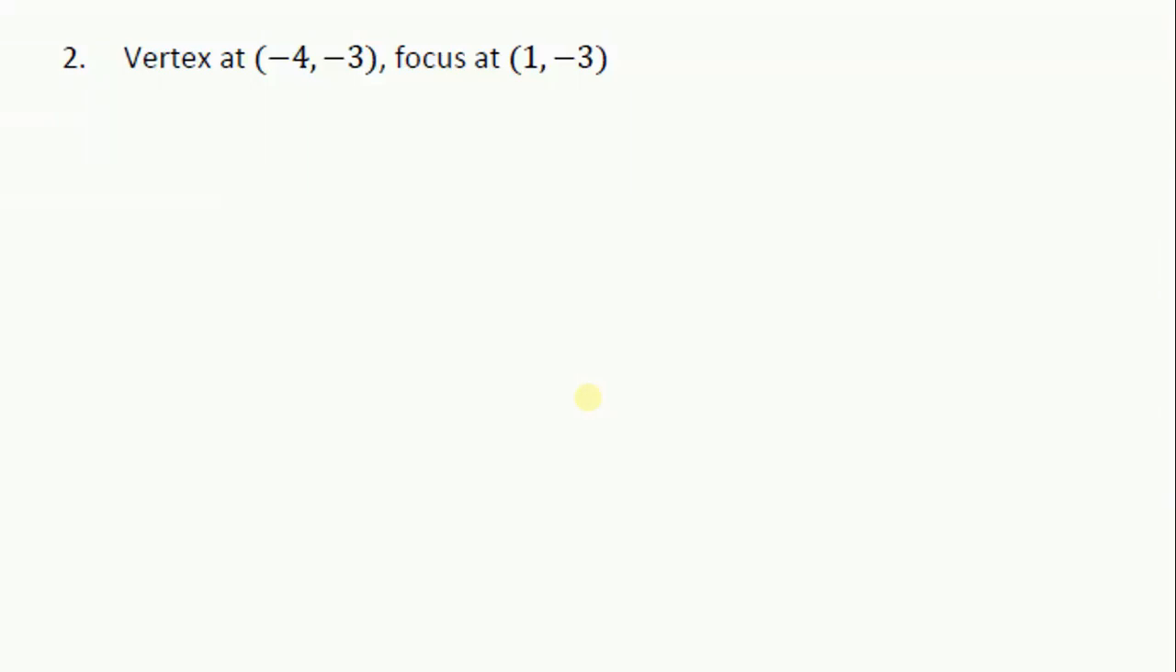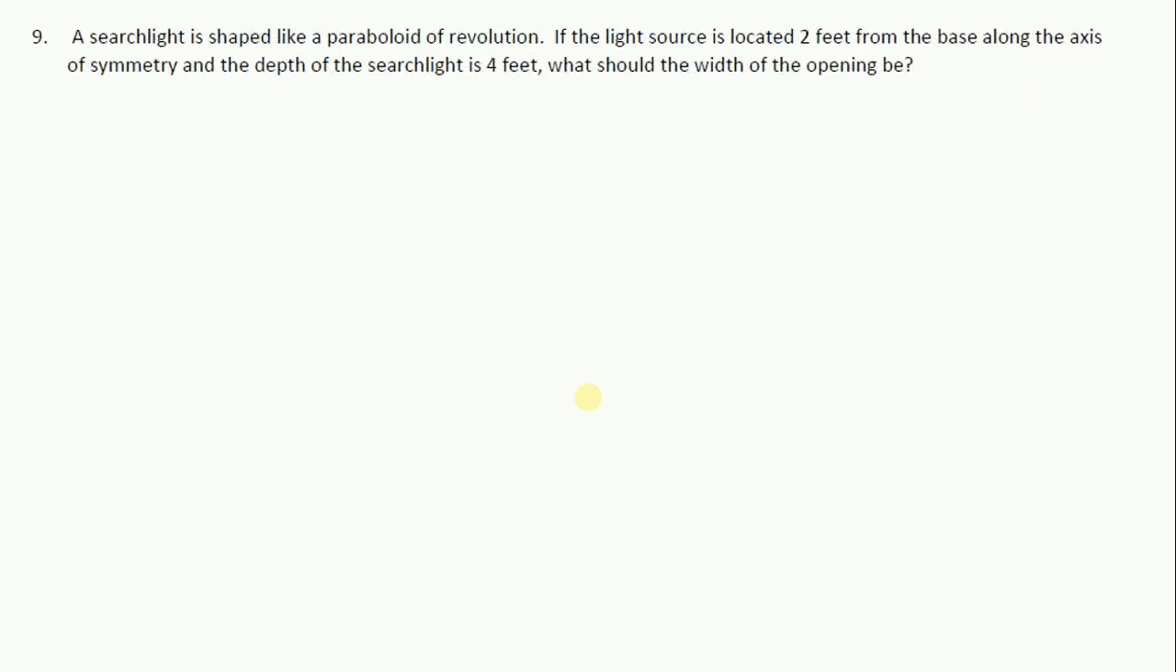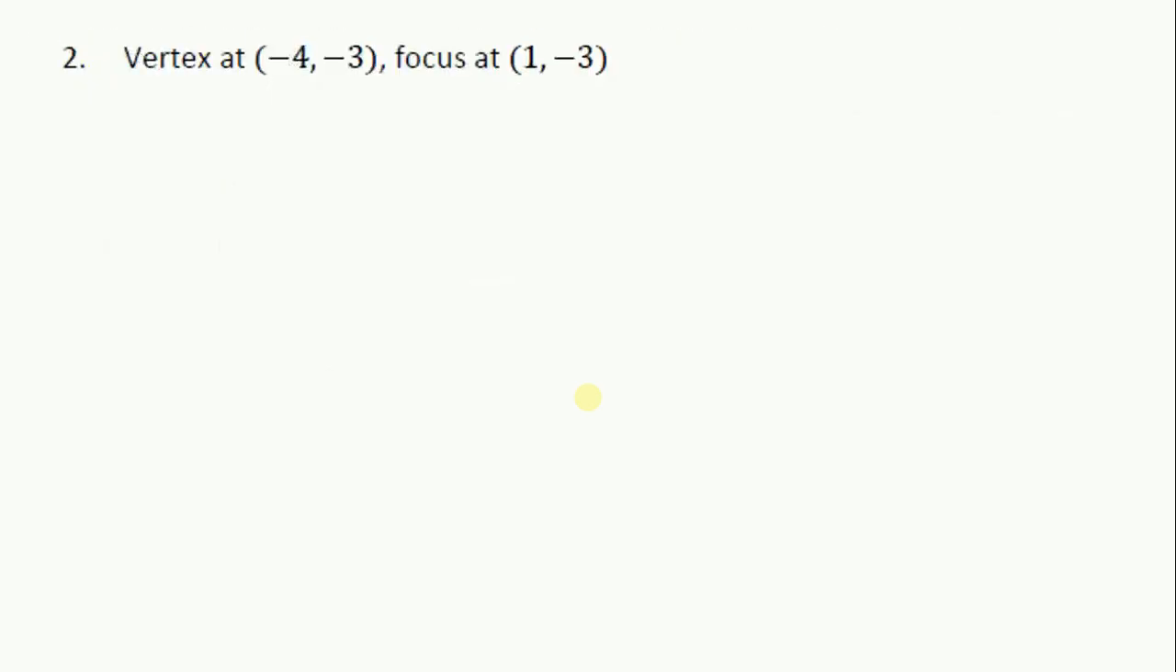So today we're going to look at a couple of the problems from the worksheet you have. You should have the worksheet in front of you. We're going to take a look at number 2, number 8, and also number 9. So first thing is, on number 2, they ask you to write the equation of the parabola. You're given the vertex of (-4, -3) and a focus of (1, -3).